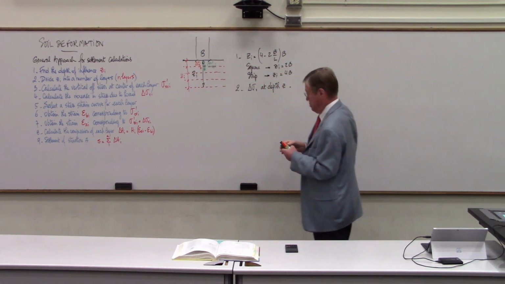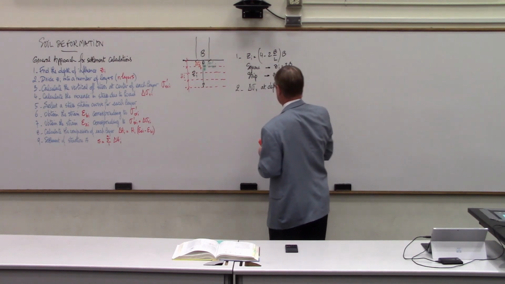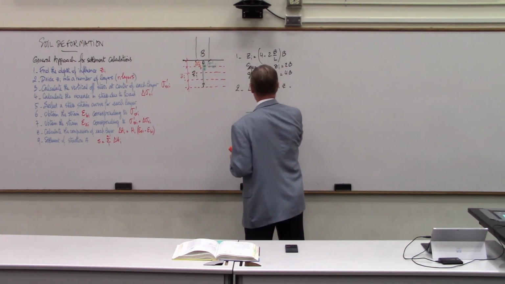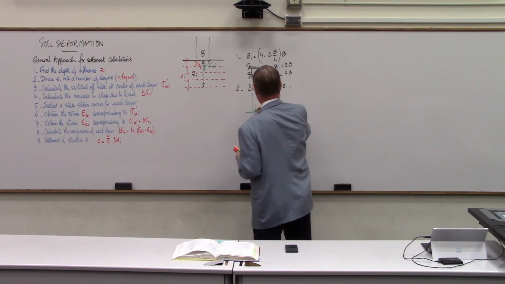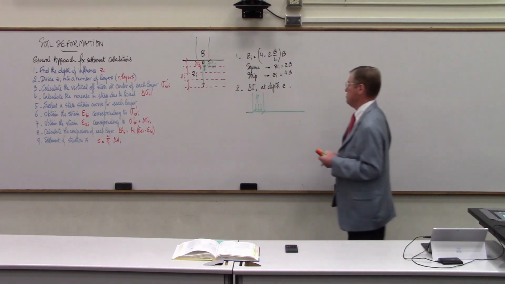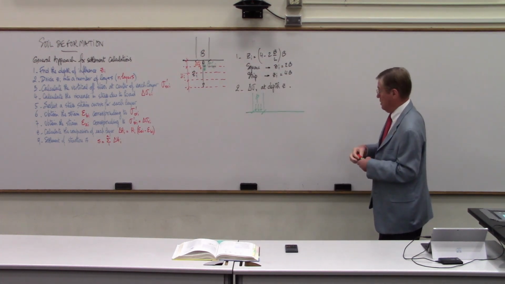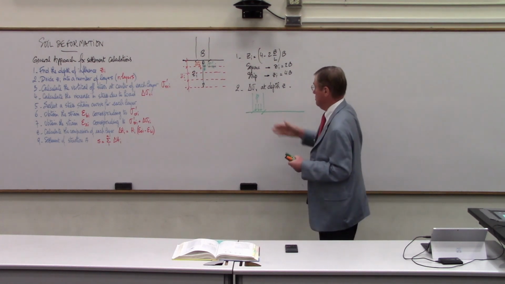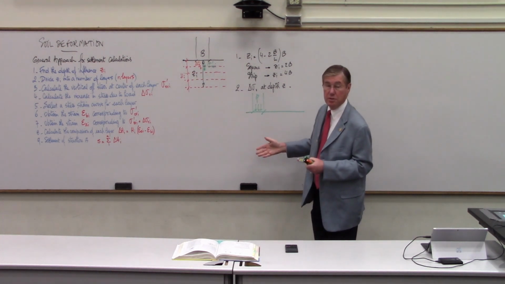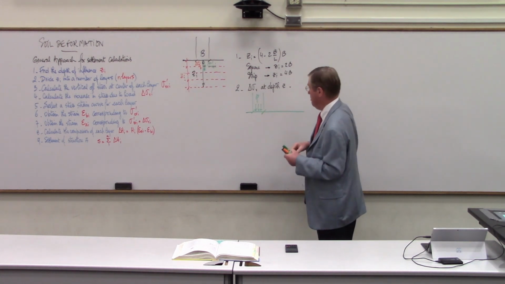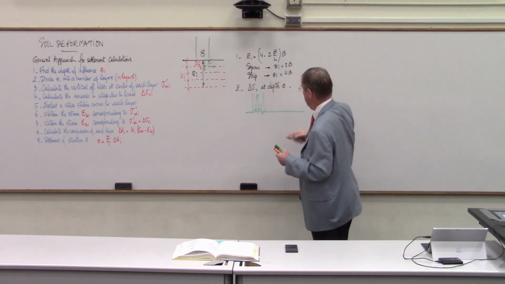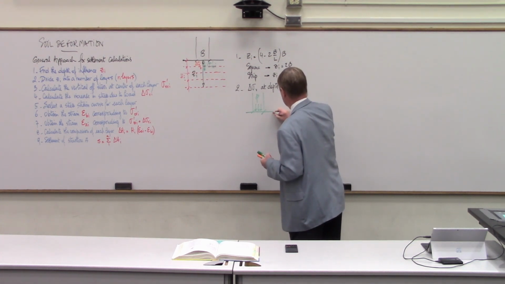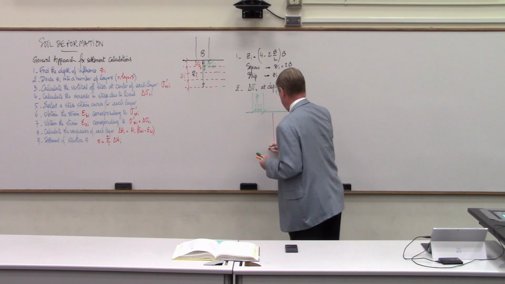Again, we have a structure, and the structure is right here. And the structure imposes a certain pressure P at the ground surface. This pressure P is not constant with depth. It actually decreases with depth, and there is a point at the depth ZI when this pressure P has reduced to something very small. Okay?